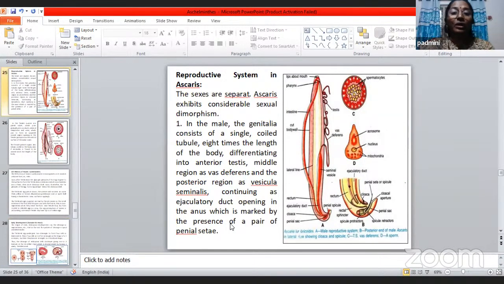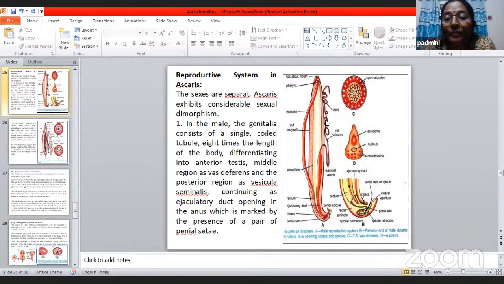Then we are going to talk about the reproductive system in Ascaris. As we said, they show dimorphism. You have male and female dimorphism, which you can see over here. So you have a single testis over here. So this is a single testis. It is not double. So it's only a single testis.